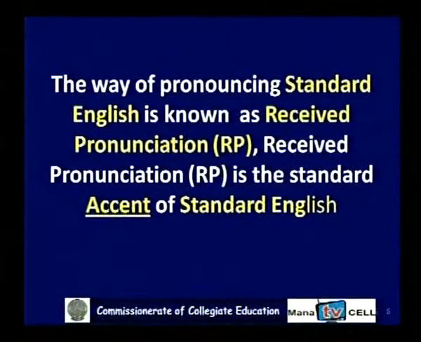So what's meant by standard English now? I think you can understand. That is what we find in authentic material. Now, the way of pronouncing standard English is known as received pronunciation. You find RP many times in dictionaries and you do not know what is meant by RP. RP means received pronunciation. That means received pronunciation is a standard accent of standard English. So, the written form is known as standard English and pronouncing correctly is known as received pronunciation.